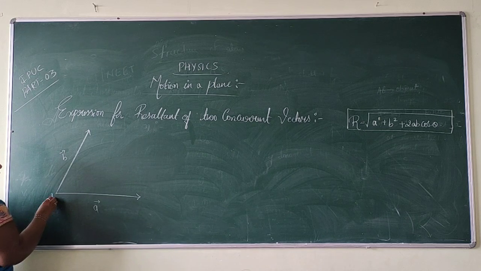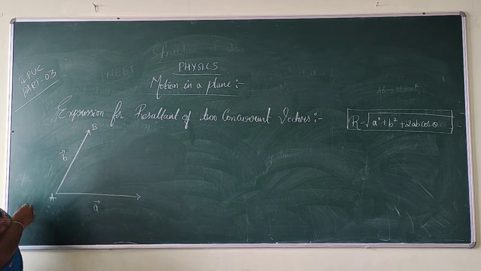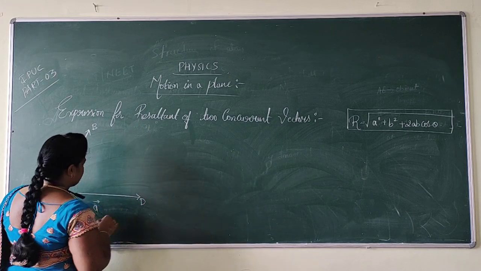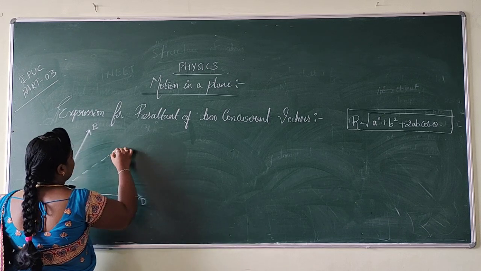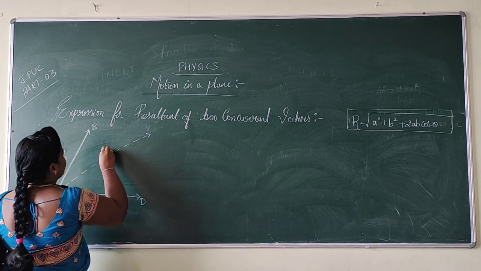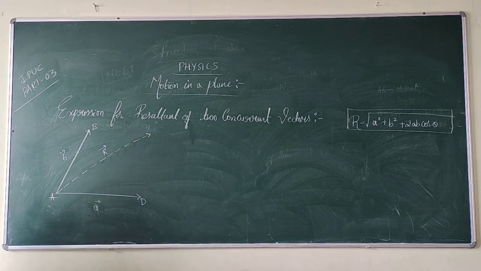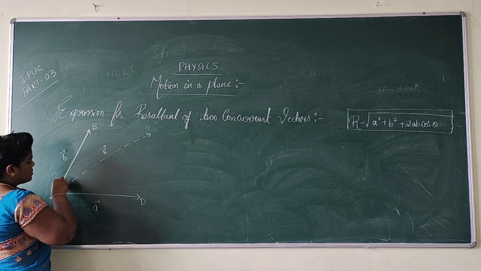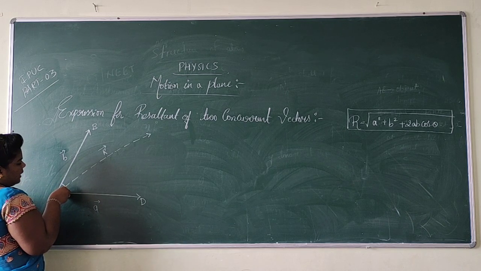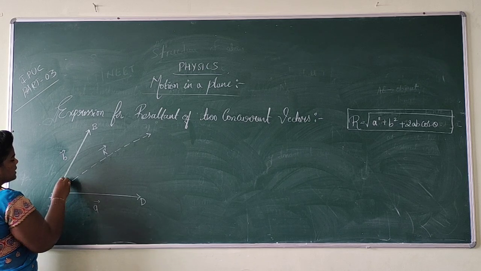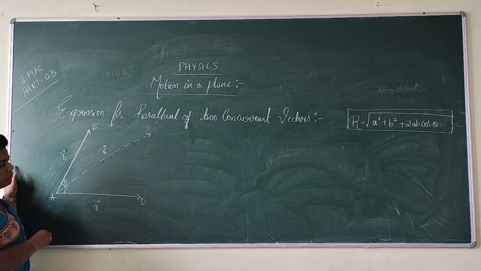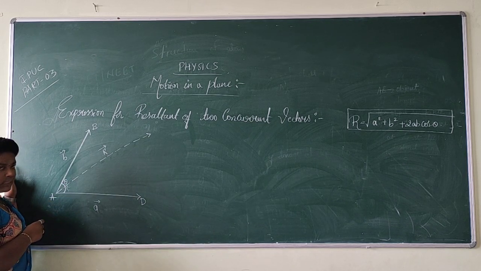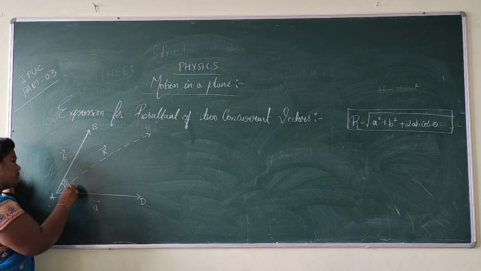So my dear students, AB is said to be vector B and AD is said to be vector A. Now the resultant of these two vectors is called the resultant vector R. The angle between vector A and vector B is taken as angle theta. And the direction of the resultant vector of these two concurrent vectors is taken as alpha.